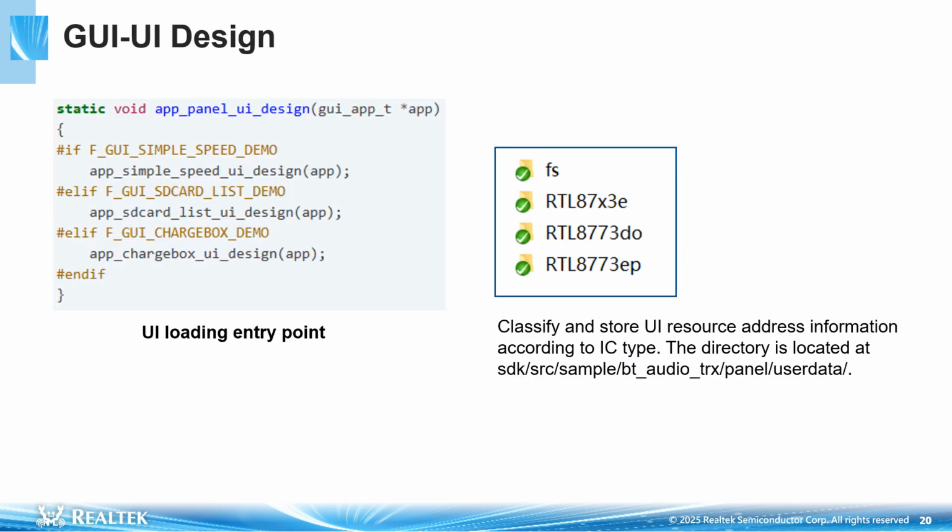The entry point for the UI design code is within the app_panel UI design interface, and the 3 demos currently provided start from here. Under the panel user data path, based on the IC type, there are UI resource addresses needed for compiling the app binary. These resource addresses are generated in a header file when the user data binary is created. This header file contains addresses for various resources, such as fonts and images. For more detailed information, you can refer to the UI design section in the charger case documentation.